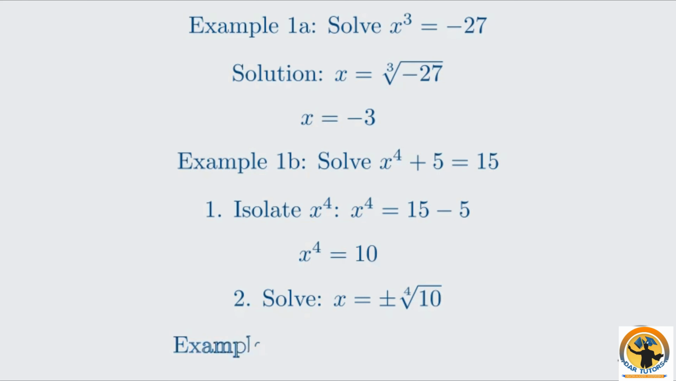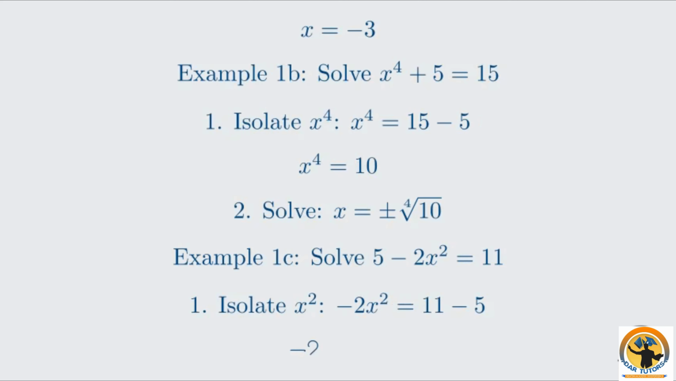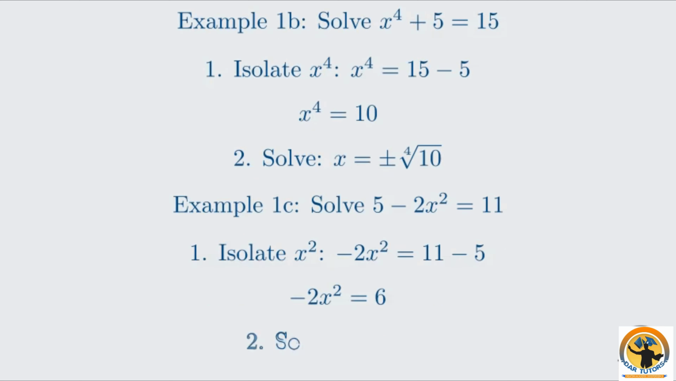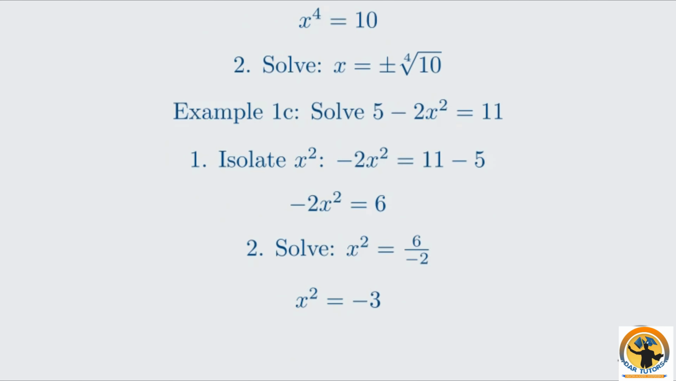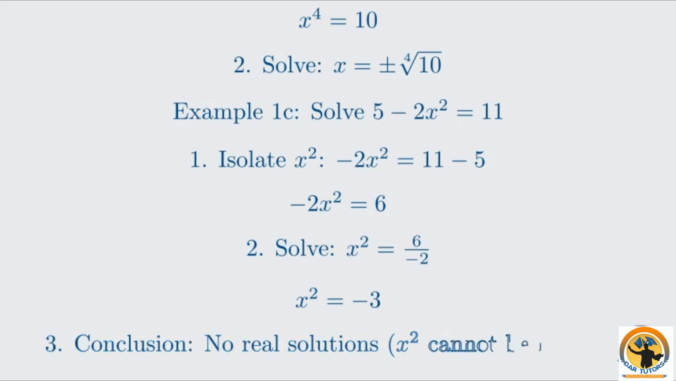Example 3. Solve 5 minus 2x squared equals 11. Again, we first isolate the term with the variable. Subtracting 5 from both sides gives negative 2x squared equals 6. Then, dividing by negative 2, we find x squared equals negative 3. The power n is 2, which is even. However, the right side, negative 3, is a negative number. Since the square of any real number cannot be negative, there are no real solutions for this equation.